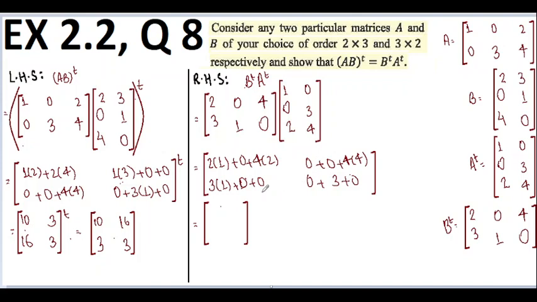So the first entry would be 2 ones are 2 plus 4 twos are 8. So 2 plus 8 gives us 10. Then 3 and plus 0, 0 changes nothing over here, 3. Then 4 into 4 gives us 16, and then 3 plus 0 gives us also 3.